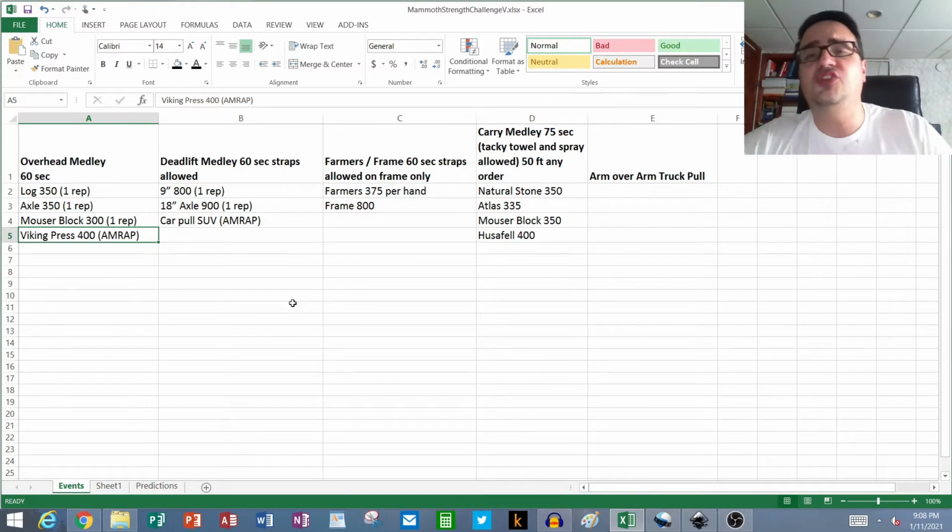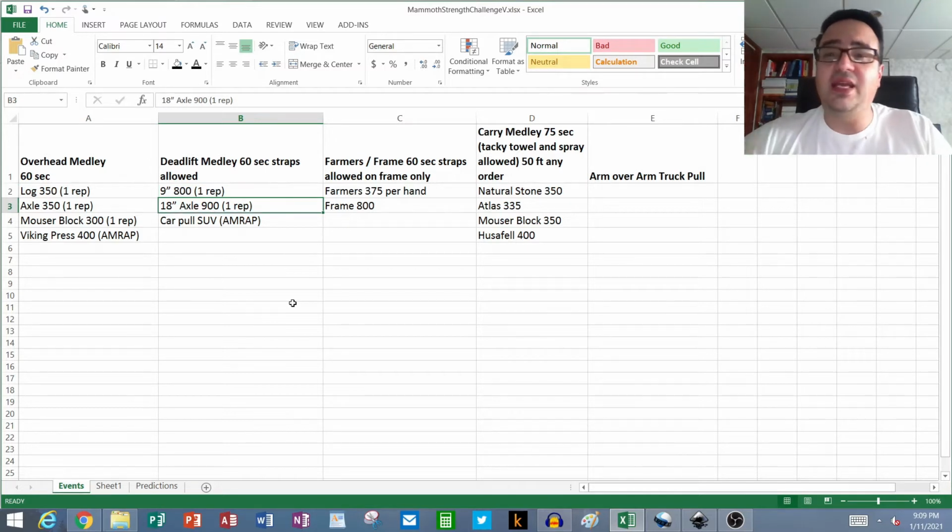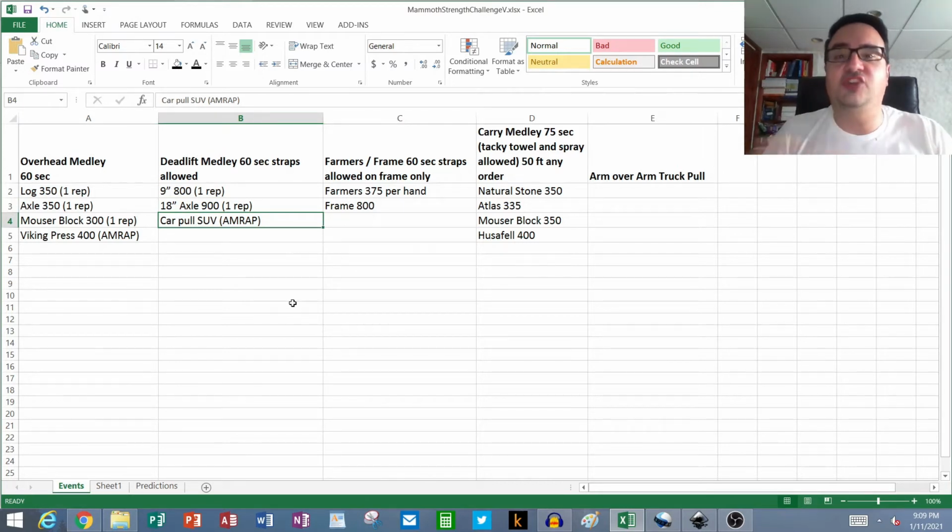We then move on to the deadlift medley, where we begin with a traditional 9-inch deadlift at 800 pounds for one rep, then an 18-inch axle deadlift at 900 pounds for one rep. They're typically, for most people, a little easier than a traditional deadlift. And then we move into a car deadlift, an SUV to be specific, for as many reps deadlifting that SUV as the remainder of the 60 seconds will allow.